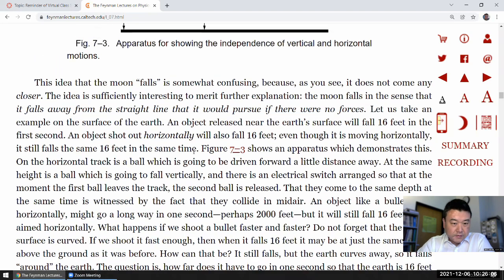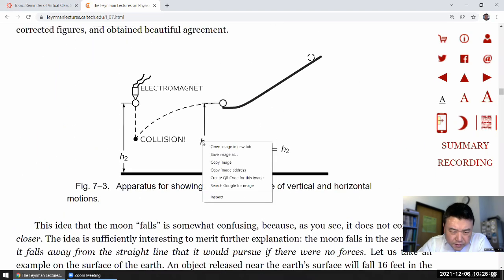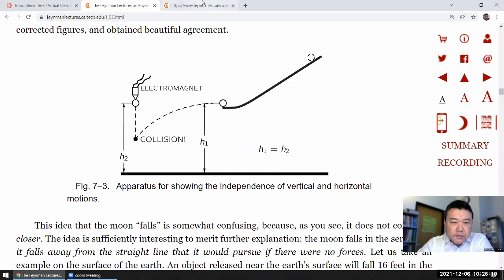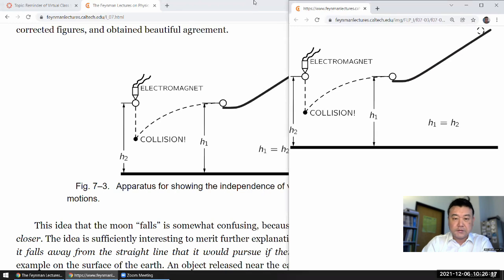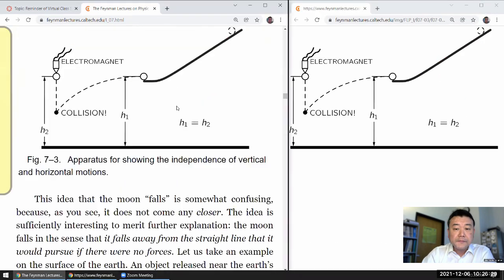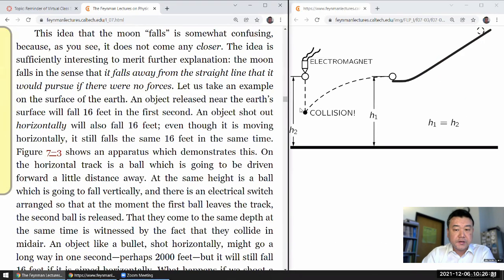Oh, yeah. So it's this. Let me try doing this. Open image in new tab. Yeah, and let me try having this on the side so that we can read and both see the description of the apparatus. So in this coming section, he's describing this apparatus.